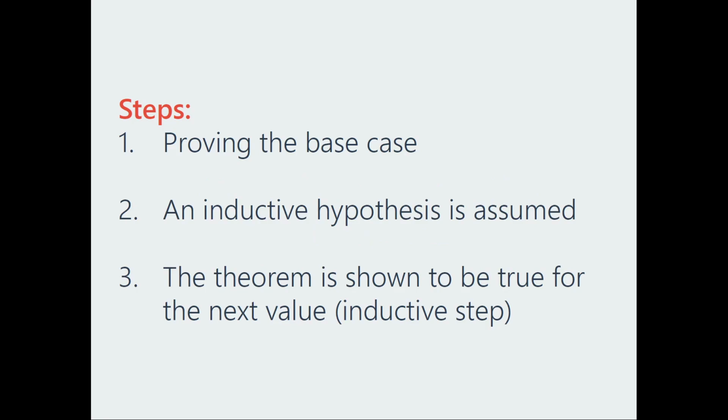Let's specify the steps. We have 3 steps, sometimes only 2 depending on the resource you're looking at. Regardless, it's the same thing. Step 1 is proving the base case. We prove that it works for small numbers. Step 2 is assuming an inductive hypothesis. This means that the theorem is assumed to be true for all cases up to some value k. In step 3, we prove that the theorem is true for the next value. This is your inductive step.